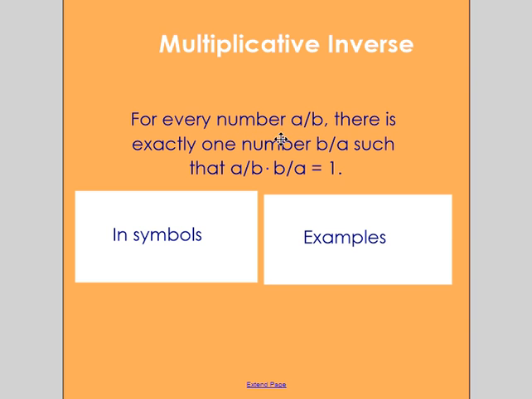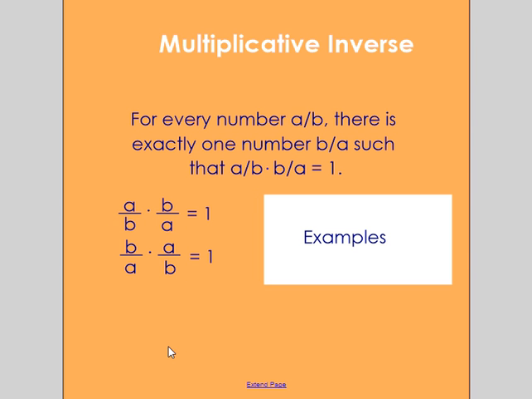For every number a over b, hang on, there is exactly one number, b over a, such that a over b times b over a equals 1. Whew, math speak can be very confusing, I know. In symbols, it's as simple as this: a over b times b over a equals 1.